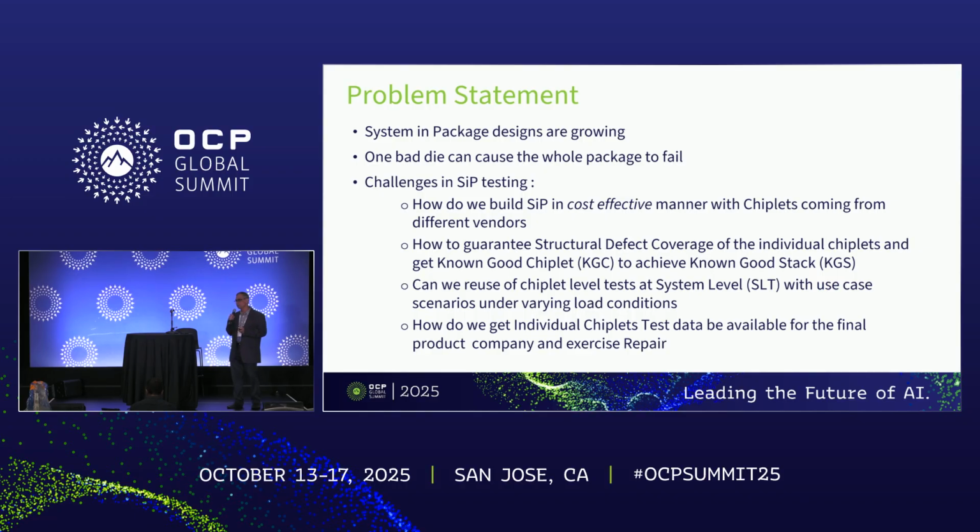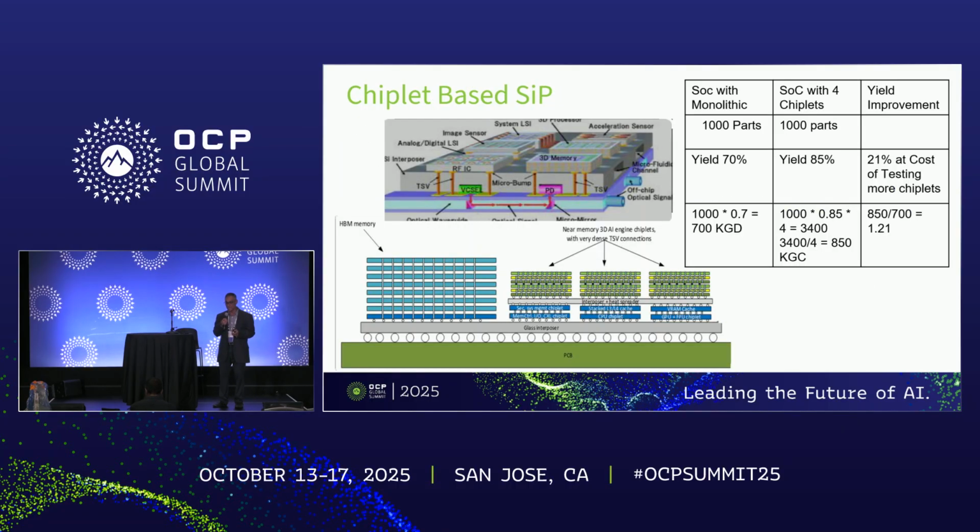because that is going to finally lead to a known good stack, which is like you are building a system in a package using advanced packaging. And can we reuse the chiplet level test at the system level? And then how do we transport the data from chiplet level test to the final product and exercise repair? Because repair is going to be very costly to get the assembly yield back.